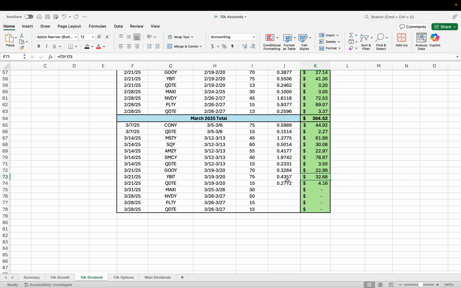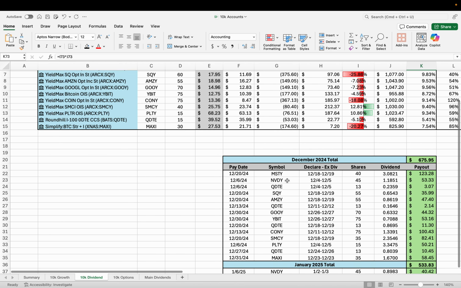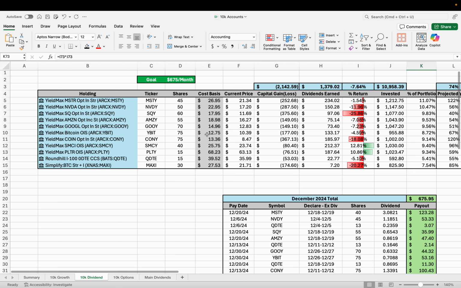Now again, I would expect really all the dividend payments to decline because of the current market conditions that we've all been battling over the past couple of weeks. Not a great environment for these funds, but they're still paying a very reasonable dividend considering the price of the ETF, right? YBIT, my average cost basis for YBIT is $12.75 per share. The current price, if you wanted to get into YBIT, is only $10.39 per share.